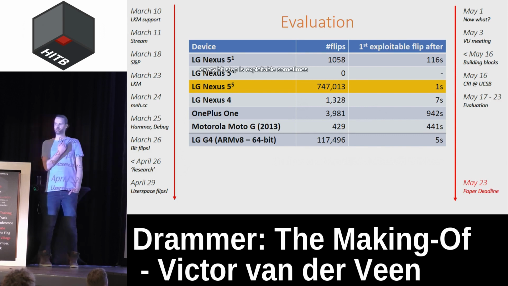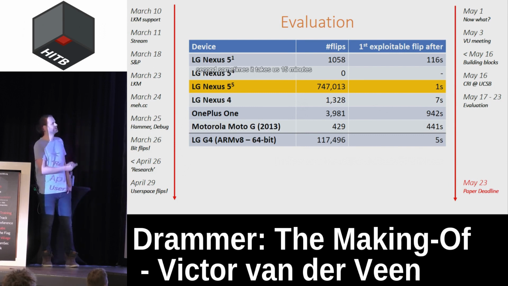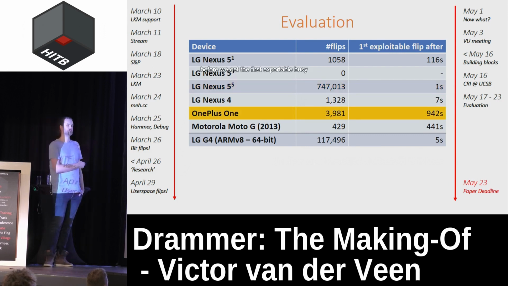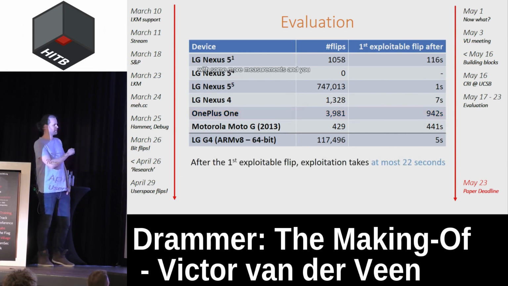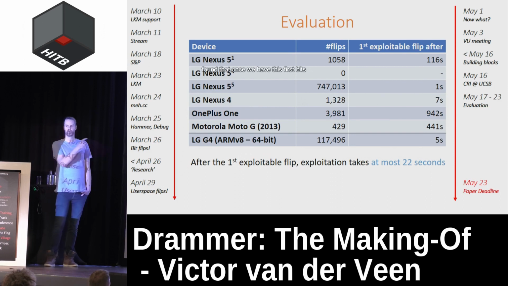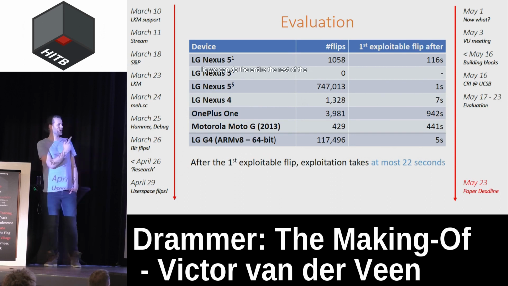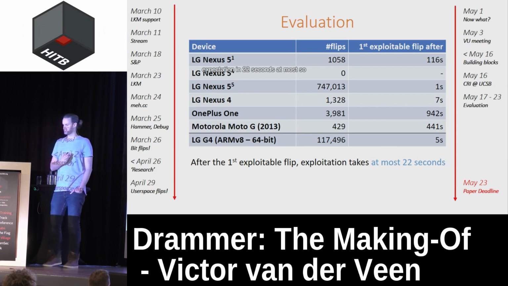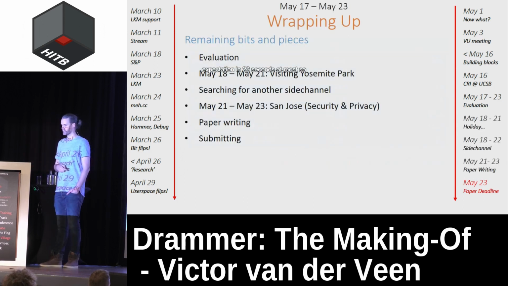Because not every bit flip is exploitable, sometimes we find the first bit flip after 1 second. Sometimes it takes us 15 minutes before we get the first exploitable bit flip. We did some more measurements, and we found that once we have this first bit flip, we can do the rest of the exploitation in 22 seconds at most.